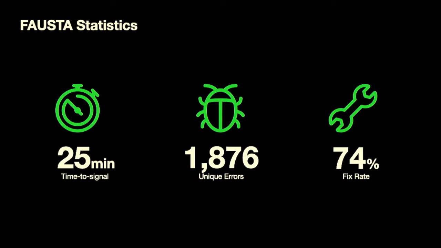For the reported thousands of unique errors, Foster was able to, on average, finish in 25 minutes for end-to-end time to signal. This is actually quite reasonable compared to similar CI jobs during diff time. And regarding developer fixes, we found a high fix rate of 74%. This is also quite competitive compared to similar fully automated tools.